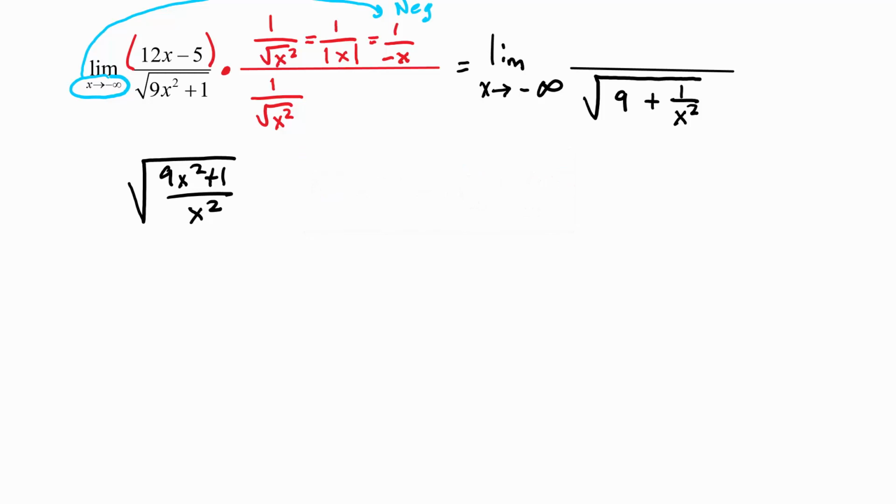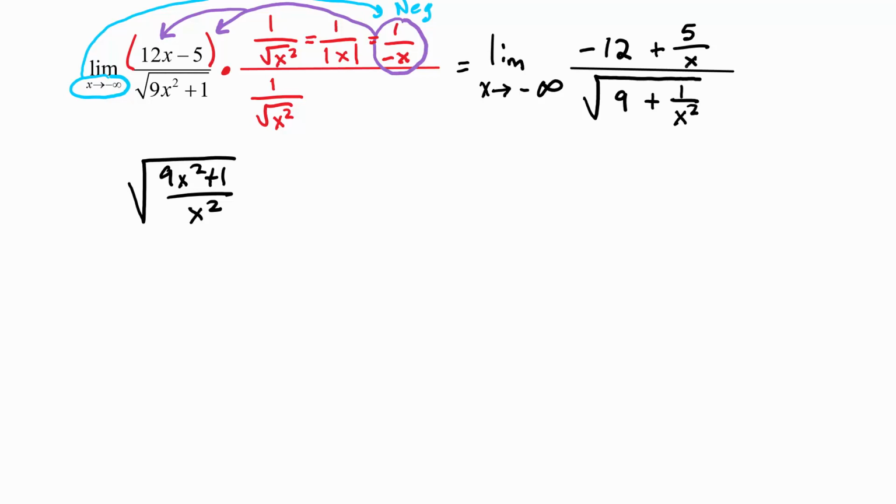Now we take 1 over negative x and we have to multiply it times both terms in the numerator. So 1 over negative x times 12x is negative 12, and 1 over negative x times a negative 5 is plus 5 over x.